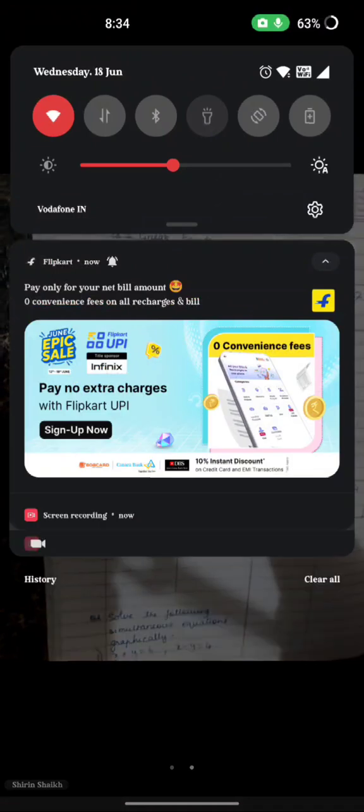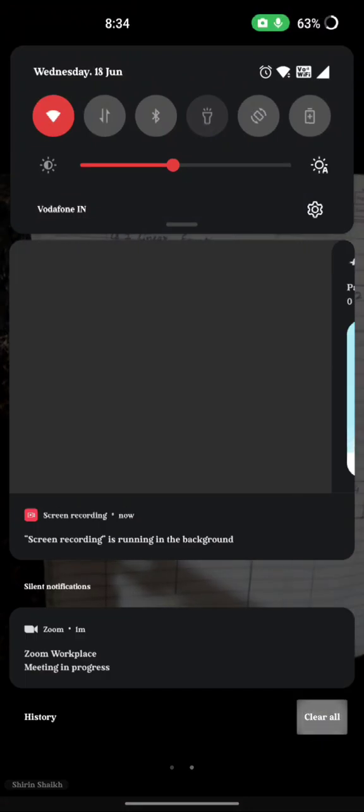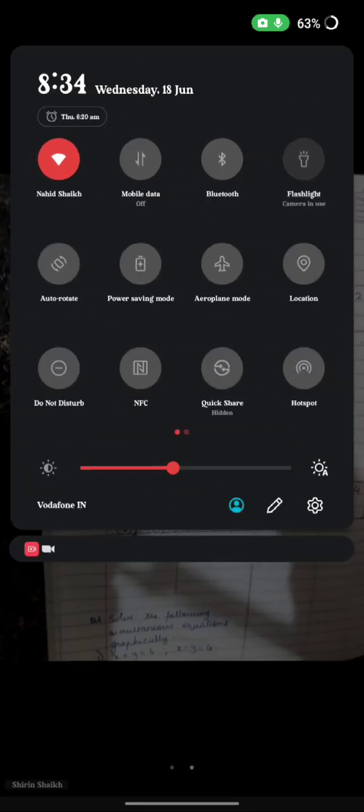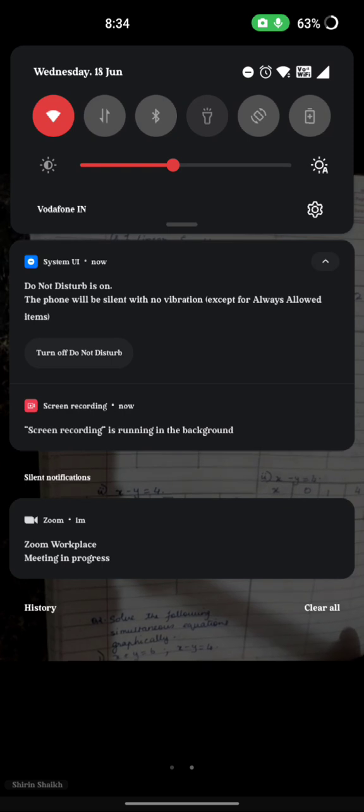Now graphically, when it says this, we have to make two boxes for the two equations, right? So we're going to start now.